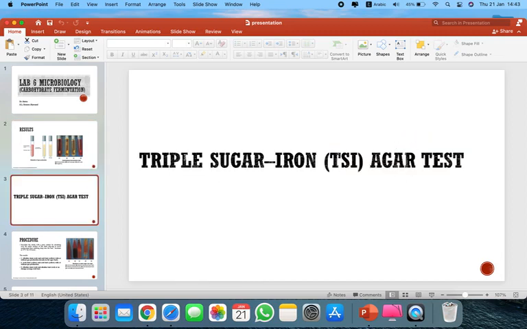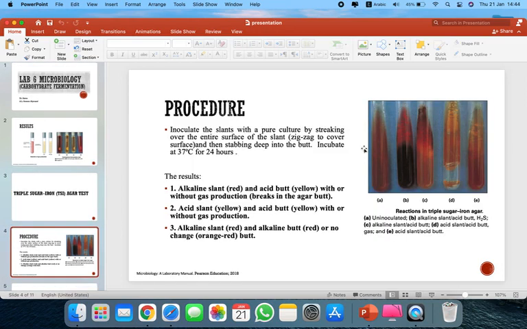Okay, so actually the next section of this lab is the triple sugar iron agar test. Okay, triple sugar iron agar test. Let's come here.